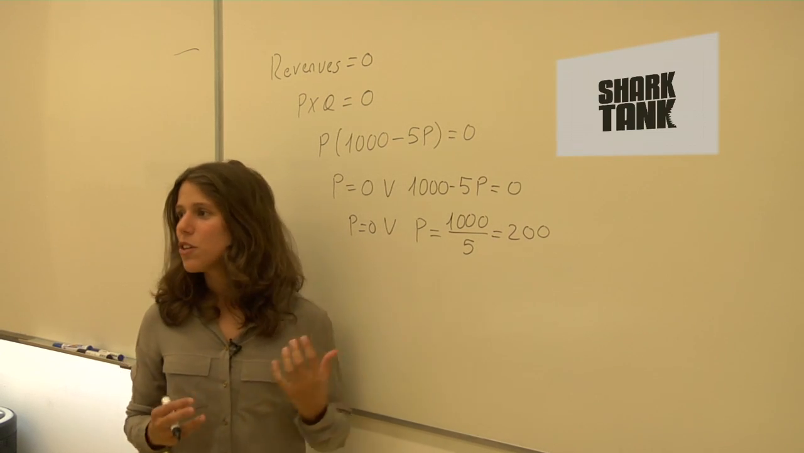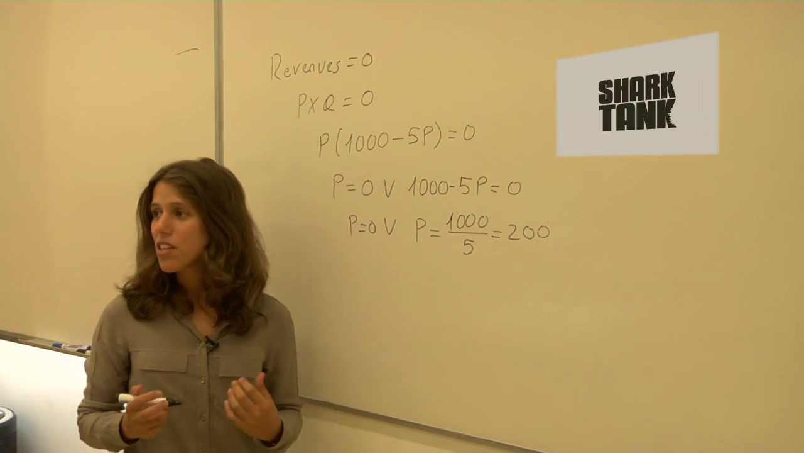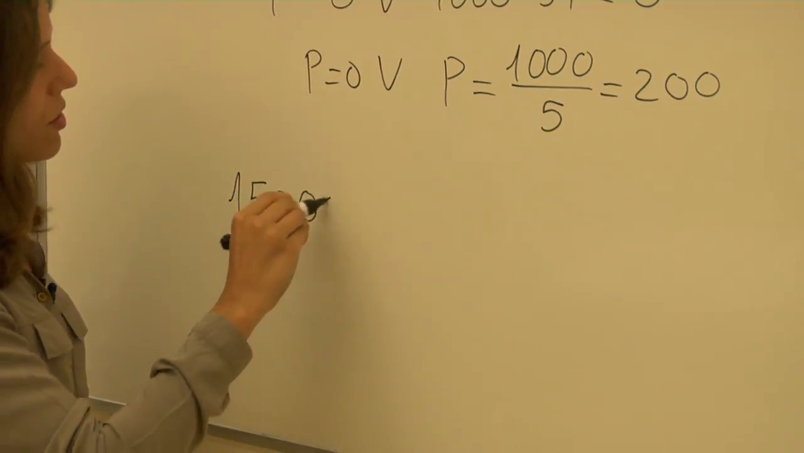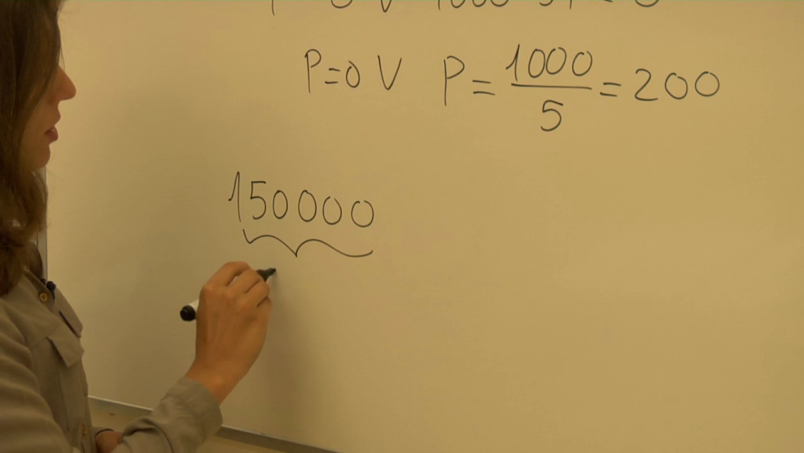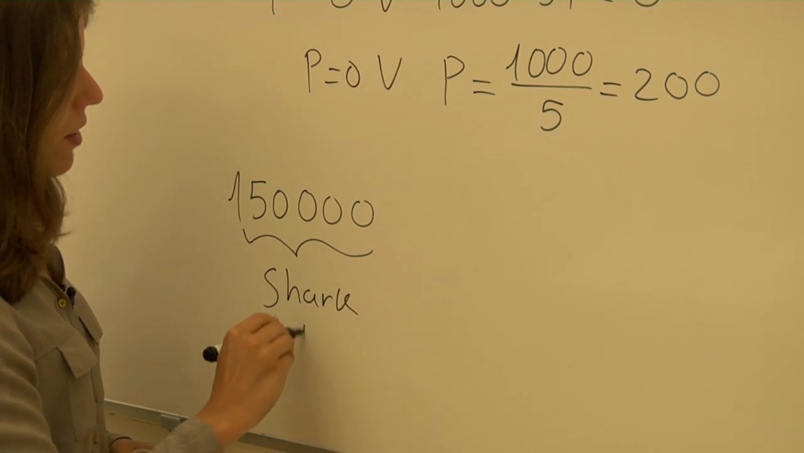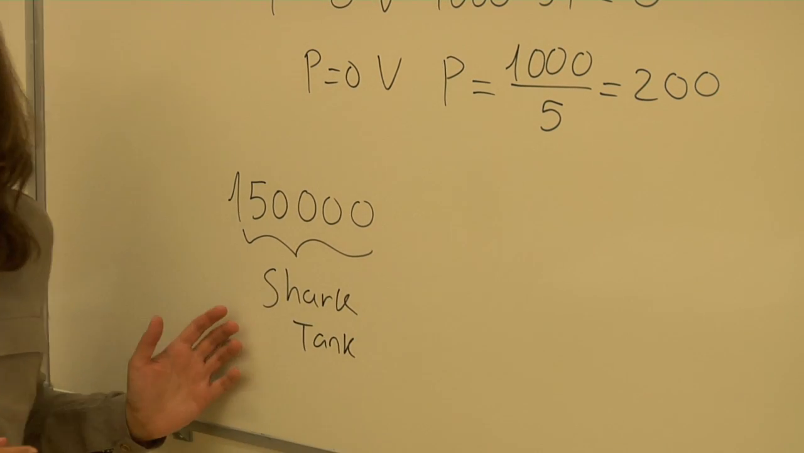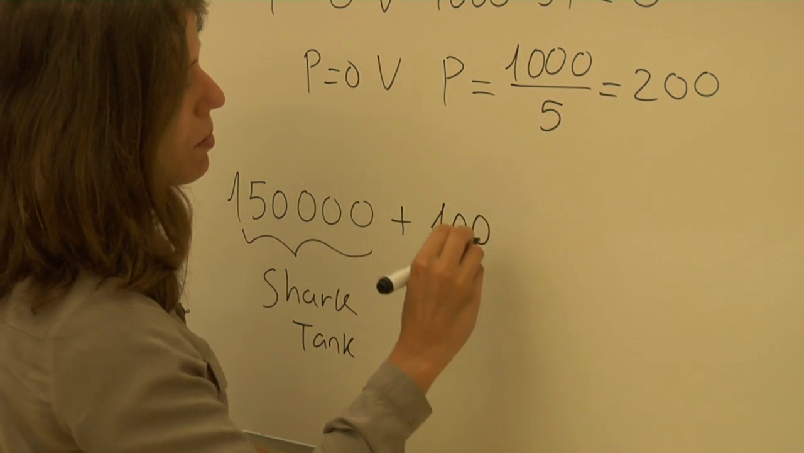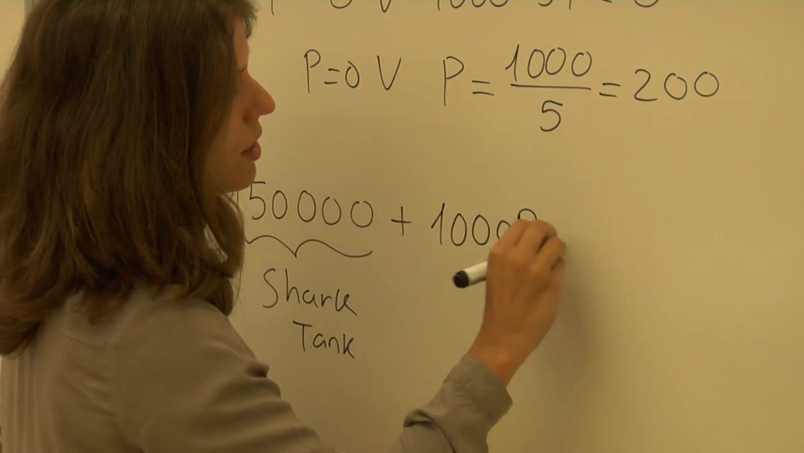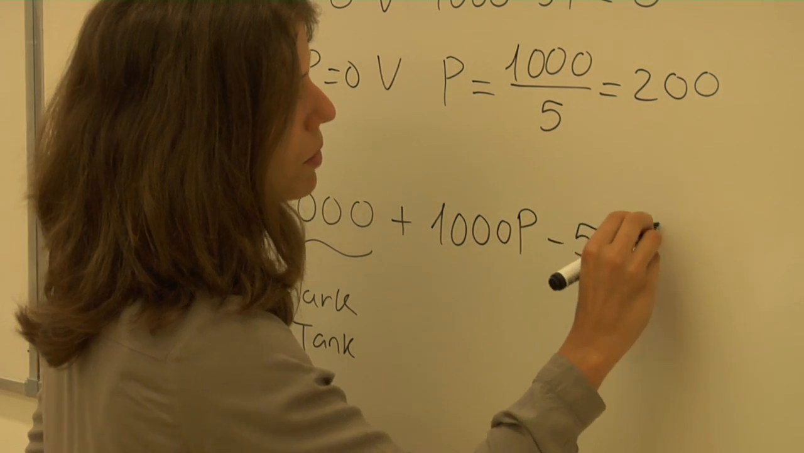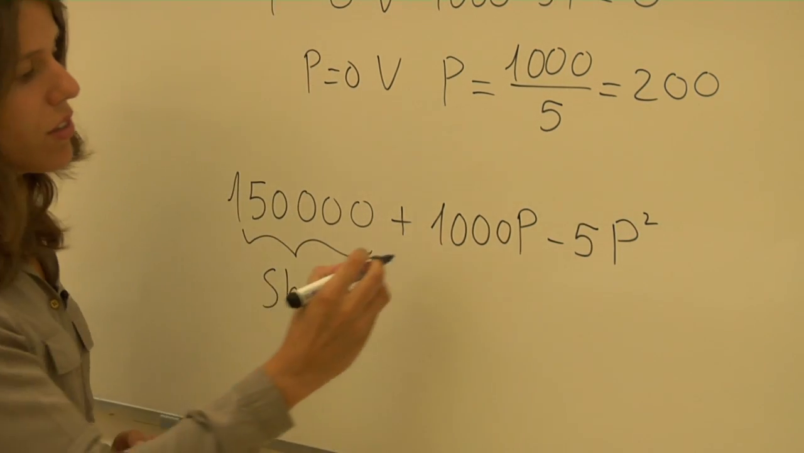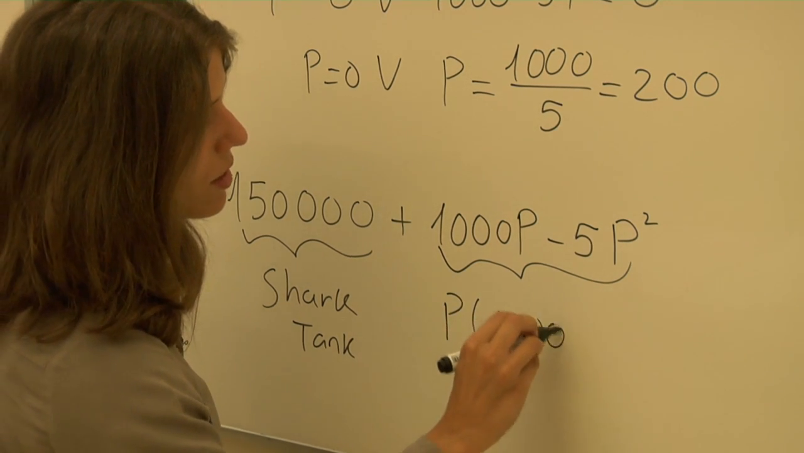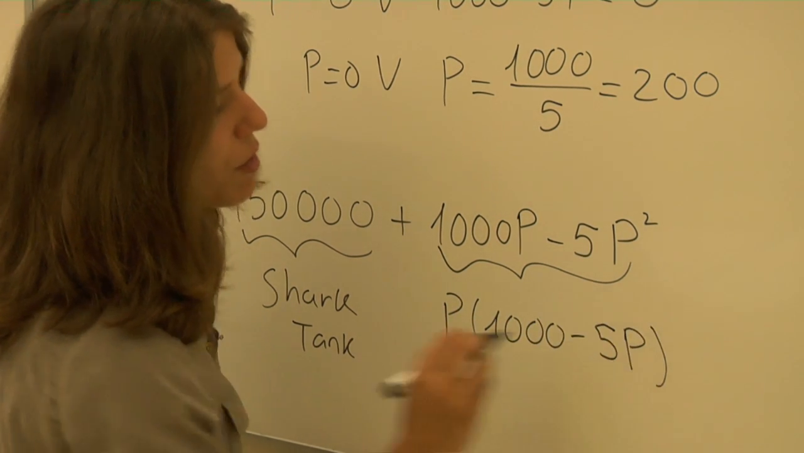Now imagine that you go to the Shark Tank and you receive a boost in your business of 150,000 euros, right? And you add this to your revenues. Remember, 1000P minus 5P squared. Note that this is simply P times (1000 minus 5P).